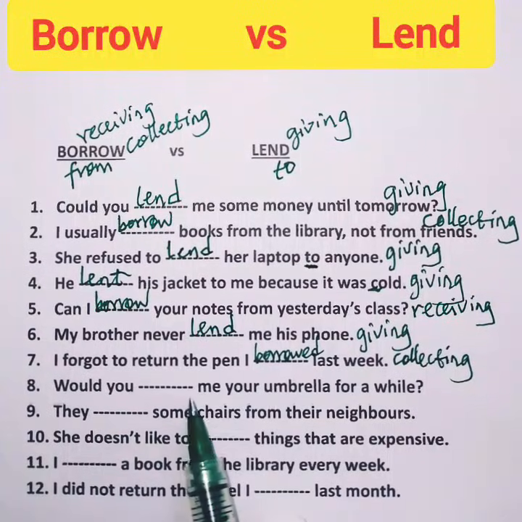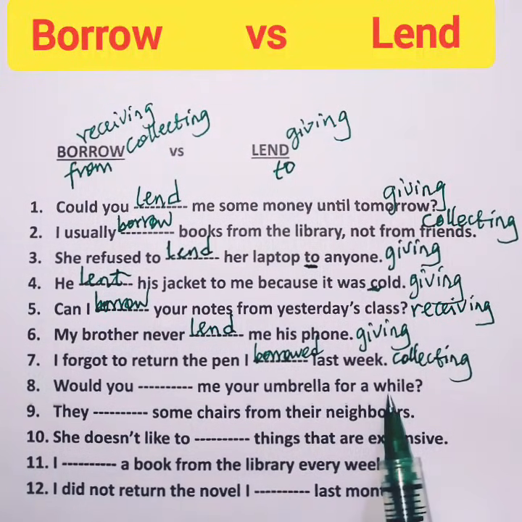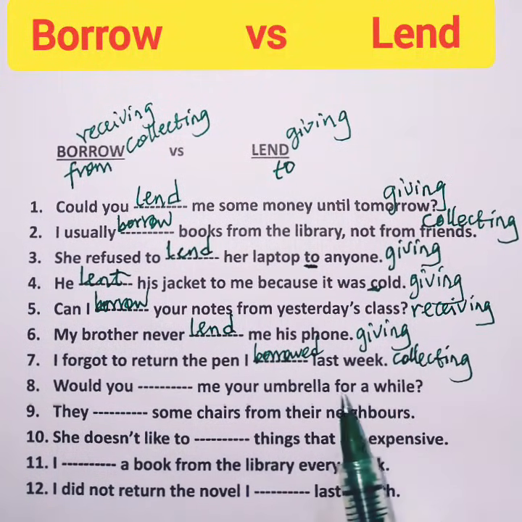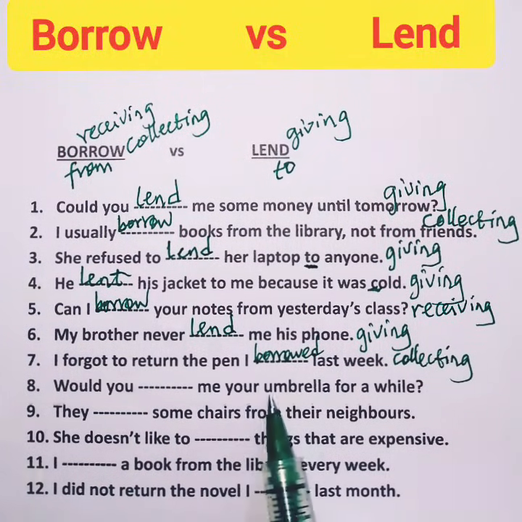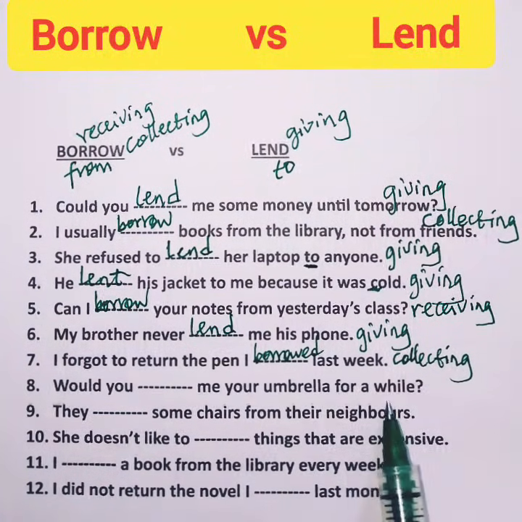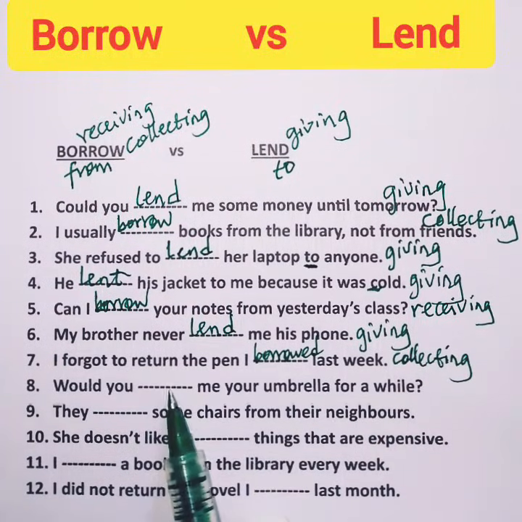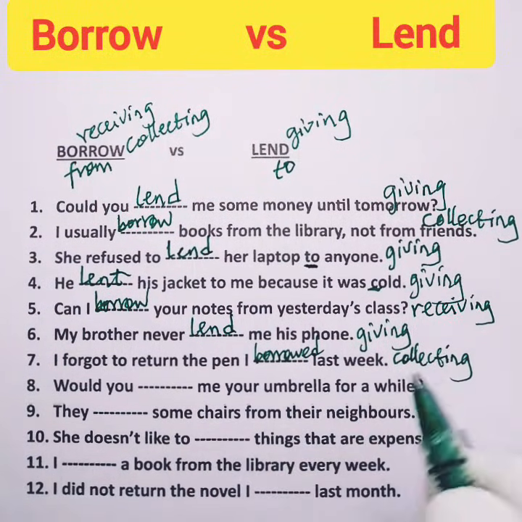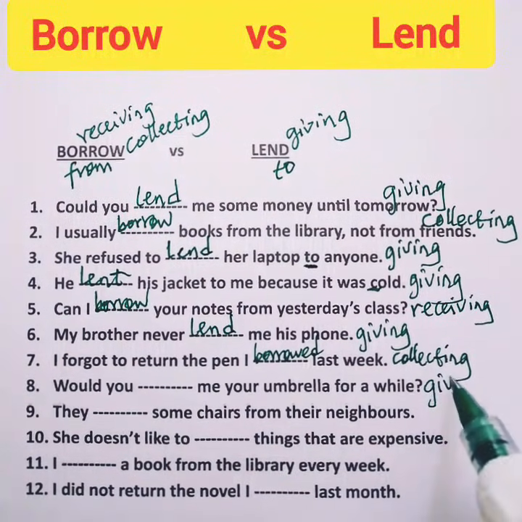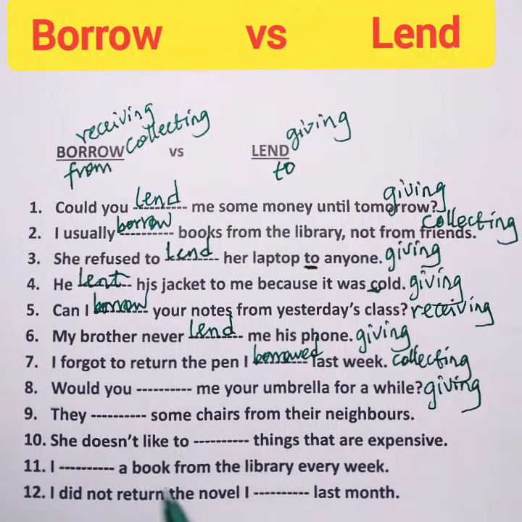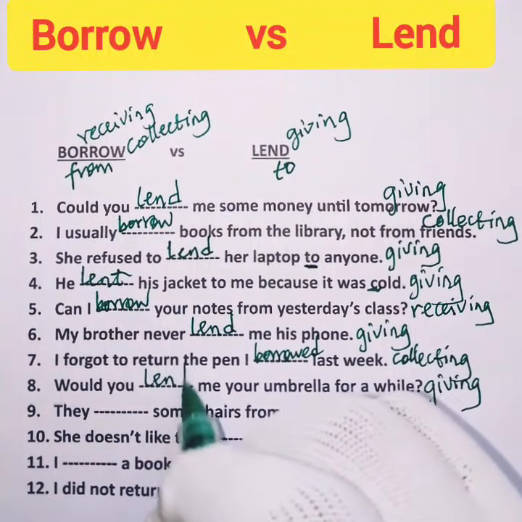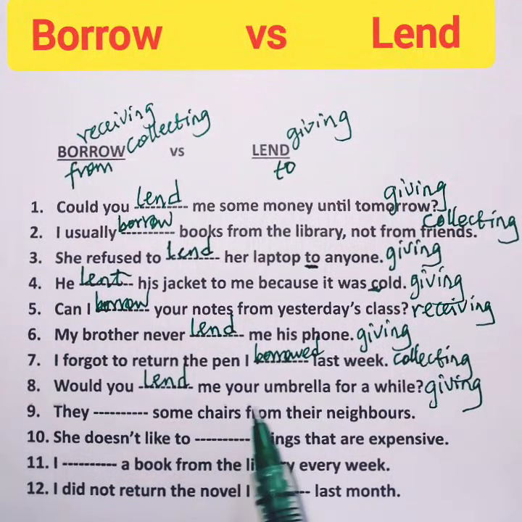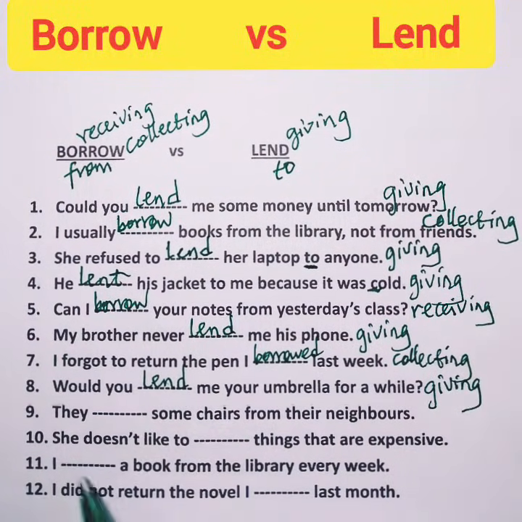8. Would you blank me your umbrella for a while? What is the action involved? Someone is asking if he could be given an umbrella for a while. Okay, so the action involved is giving. That means the correct word to use is lend. Would you lend me your umbrella for a while?